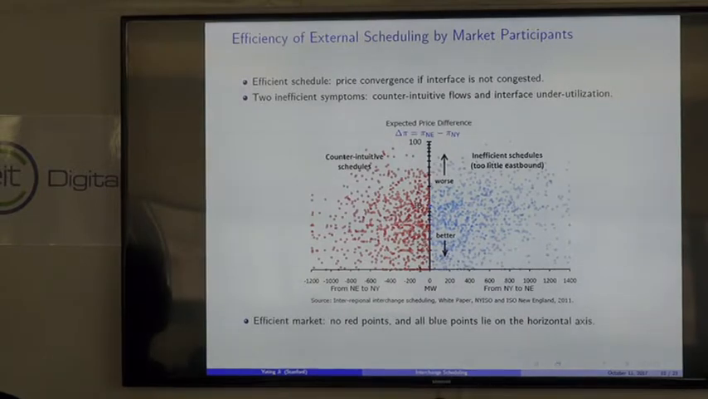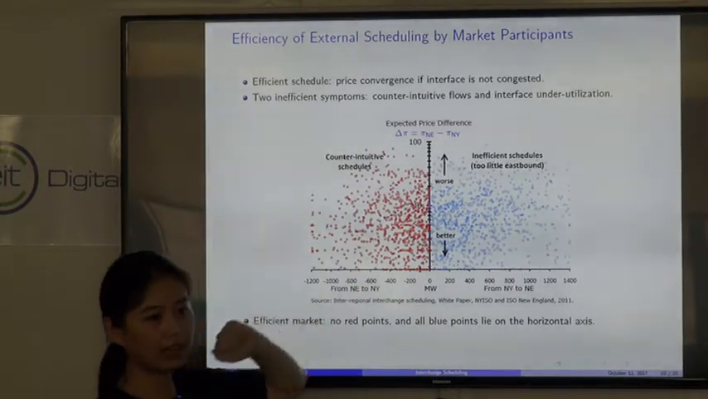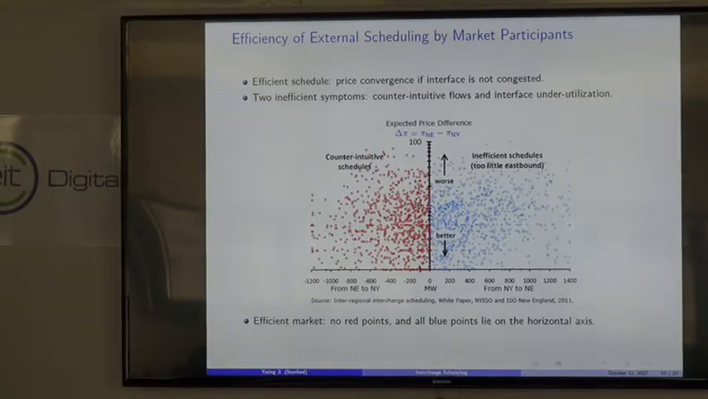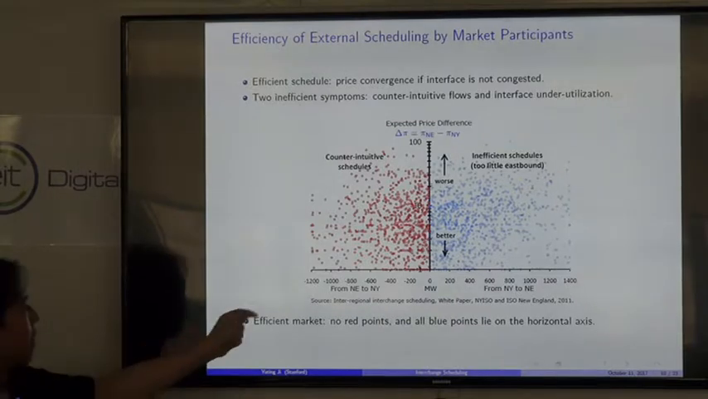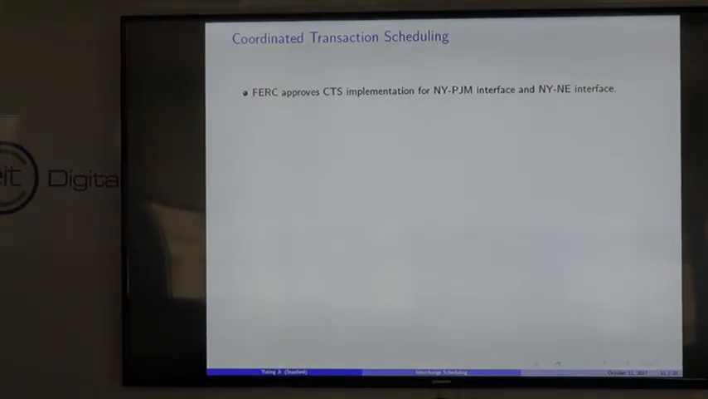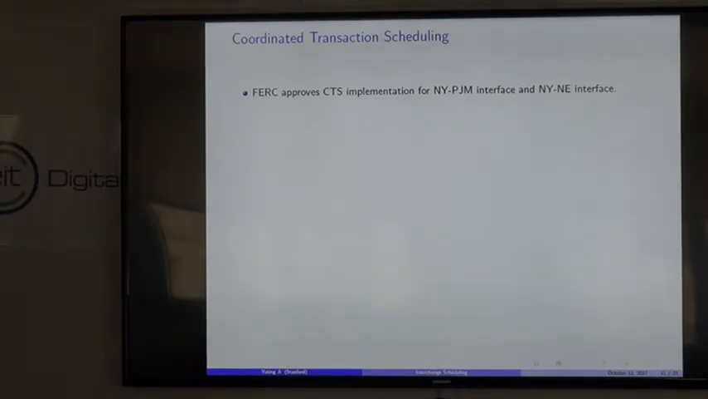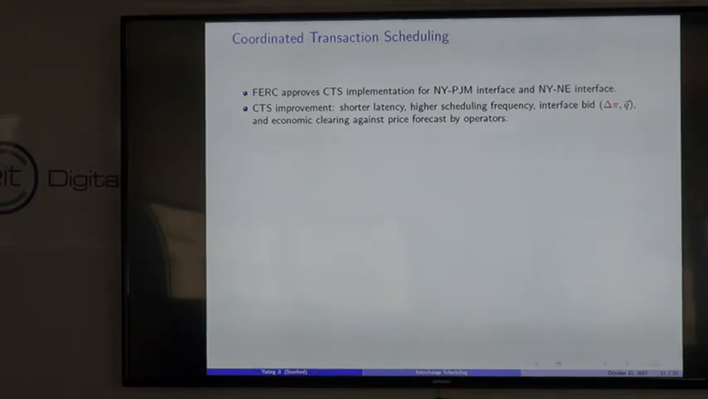Okay, so for an efficient market, for this particular plot, there should be no red points at all. That means that all the flows are in the economically correct direction. And also, all the blue points on this panel should move along this line, so the price is converged for the points on this line. Based on that observation, there is an improved mechanism called coordinated transaction scheduling. As you can see, for the previous mechanism, there is no coordination between neighboring operators. Market participants send requests to both operators, and they just clear on their own, right?